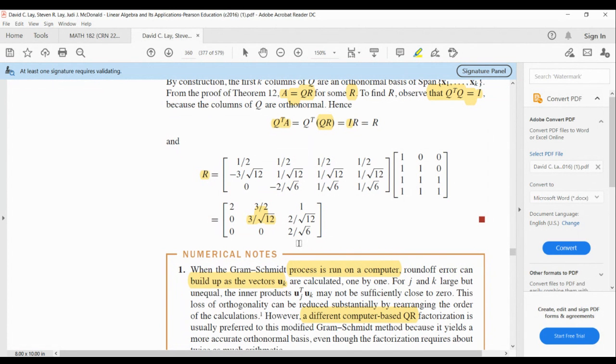Has anybody noticed in the homework that an answer wasn't accepted because you didn't have it in simplified radical form? Has anybody seen that in the homework yet? Well, if you haven't, maybe it's not a concern.